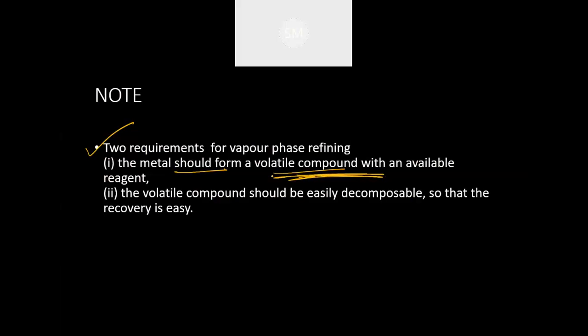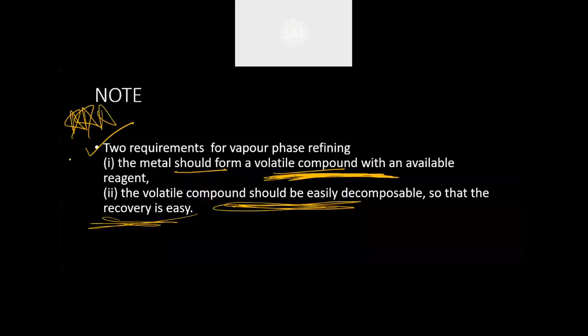So here the condition for vapor phase refining is that the metal should first form a volatile compound with the particular reagent. After that is over, it should decompose easily so that you can get the metal back. So recovery of the metal should be done. This note also you should remember: what kind of metal and how it should be. They should easily form a volatile compound, then later break down. I suppose it is understood. So for today, this much would be enough. I'll continue tomorrow.